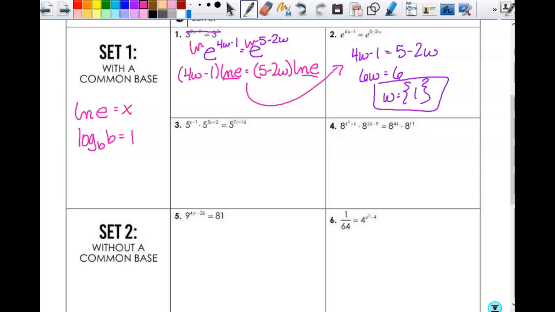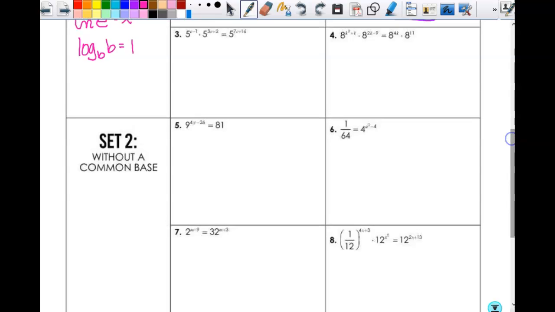All right, so let's look at number 3. I know what my common base is going to be, but I don't have just one exponential on each side. These two are being multiplied together, which means I do what with the exponents? Add them. So this becomes 5 to the c minus 1 plus 3c plus 2 power. I add these two exponents because that's what happens when you multiply the bases. So when I add them, this gives me 4c plus 1. That's equal to 5 to the 7c plus 16 power.